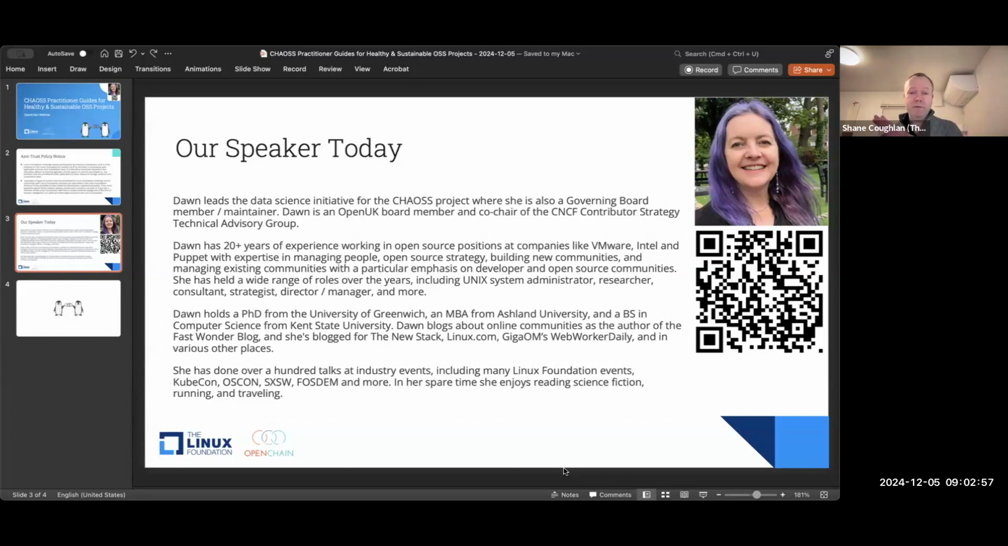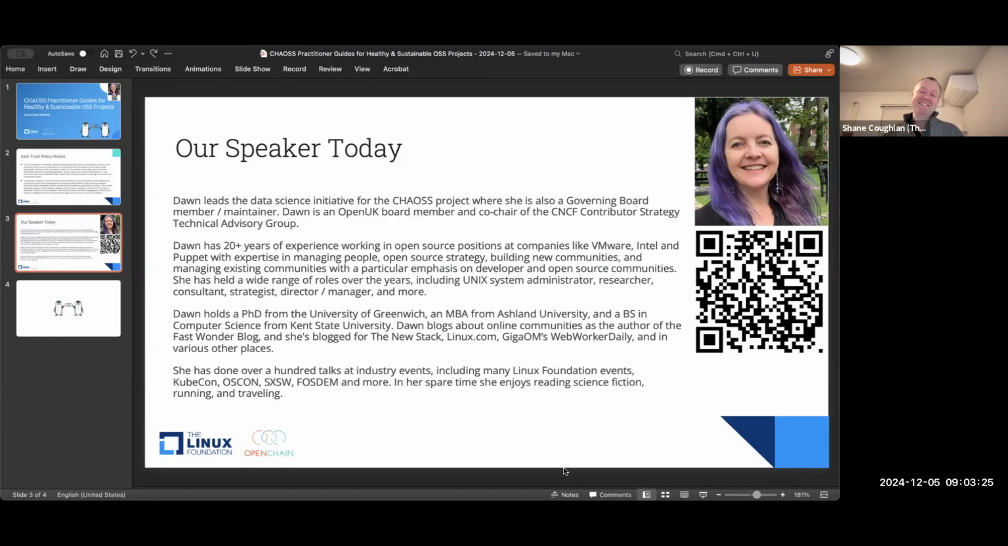The key thing for this particular talk is to know that Dawn is leading the data science side of the CHAOSS project. And she's also a governing board member over there. So she's very central to the CHAOSS project, and the CHAOSS project is all about things like metrics. How do we make sure that we can tell what's happening with the numbers, as opposed to the traditional way that we do things in all forms of business, which is to have a hunch and hope for the best.